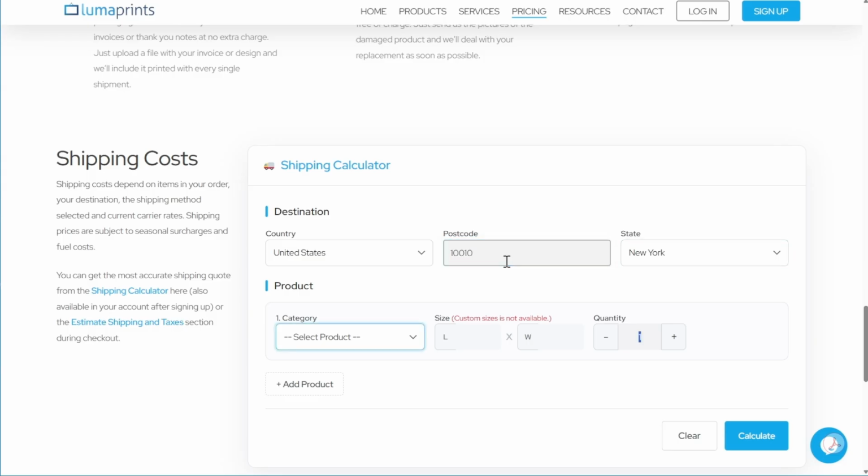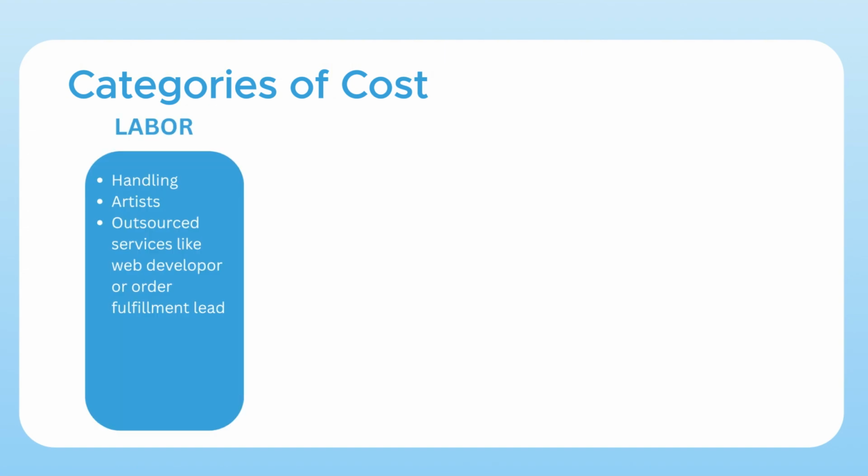Let's start by breaking it down first though. The first thing we need to do is break down all the factors that come into your overall base cost. We're going to talk about the 4 categories of costs to keep in mind. Labor. This can be as simple as the handling costs when it comes to your products or the cost of having someone on your payroll for your store.